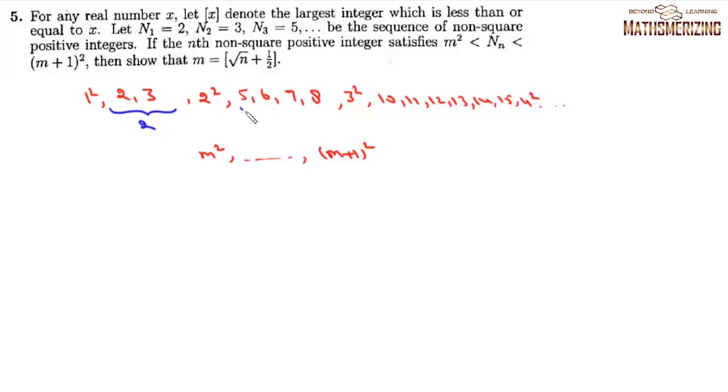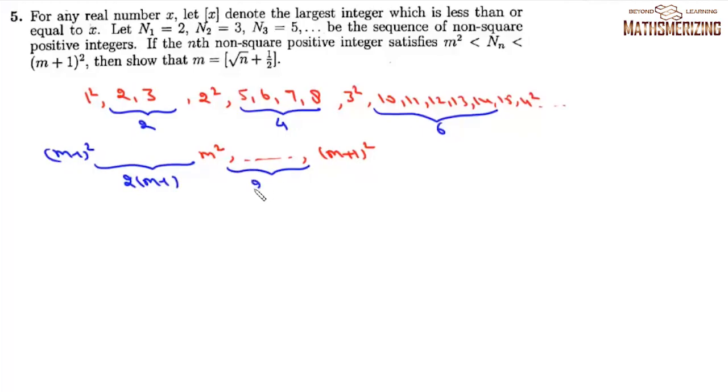Between 2 square and 3 square we'll have 4 non-square numbers. Between 3 square and 4 square we'll have 6 non-square numbers. Between (m minus 1) square and m square we'll have 2m minus 1 numbers, and between m square and (m plus 1) square we'll have 2m numbers.